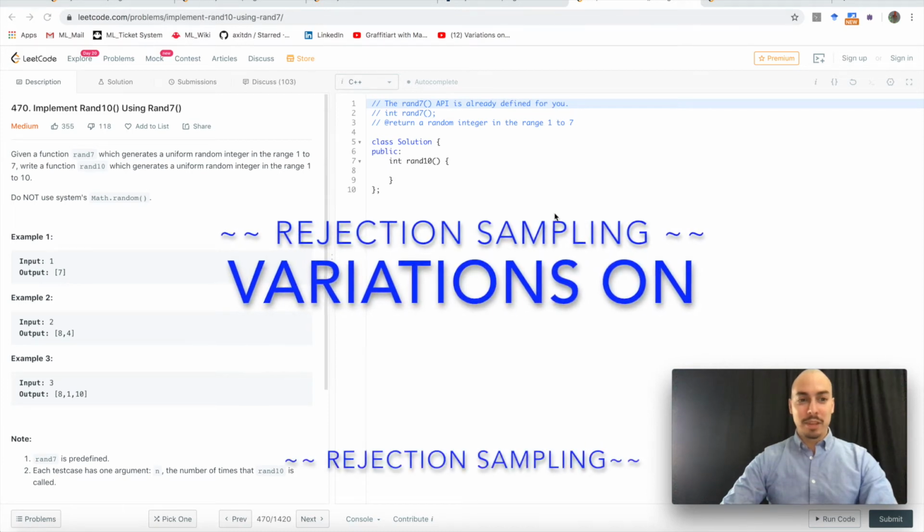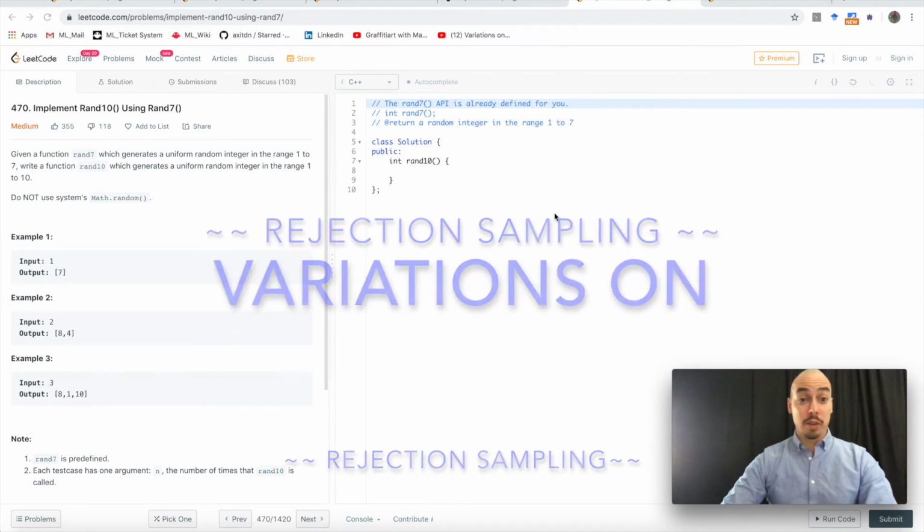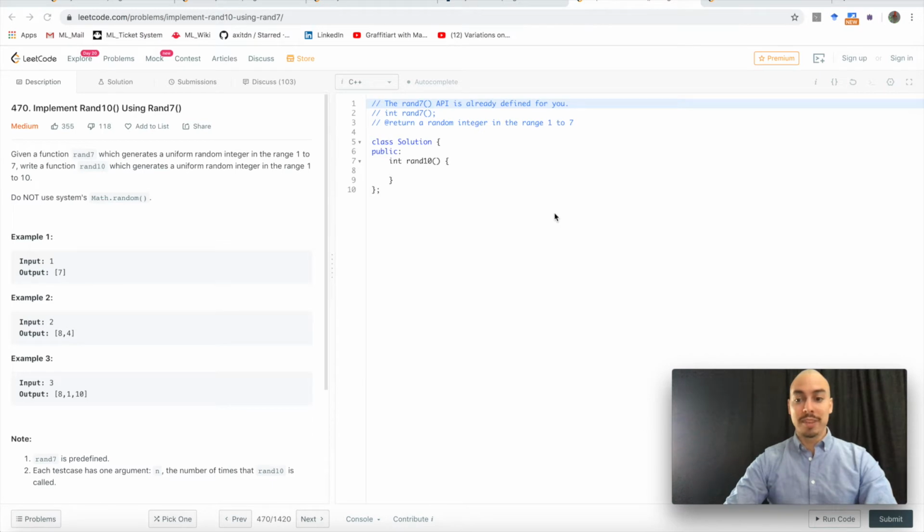Variations on a theme, and today we're going to look at some problems that use the random function, or that require the use of the random function, and can be solved with an approach called rejection sampling. Here we look at two problems that are listed in LeetCode.